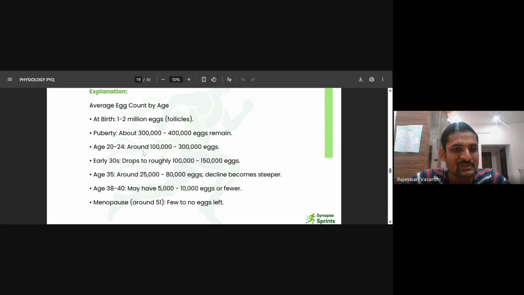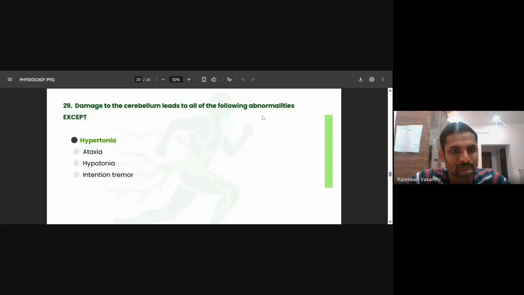At the peak reproductive age of 20 to 24, there are 1 lakh to 3 lakh eggs. Following menopause, gradually all the eggs get left out.